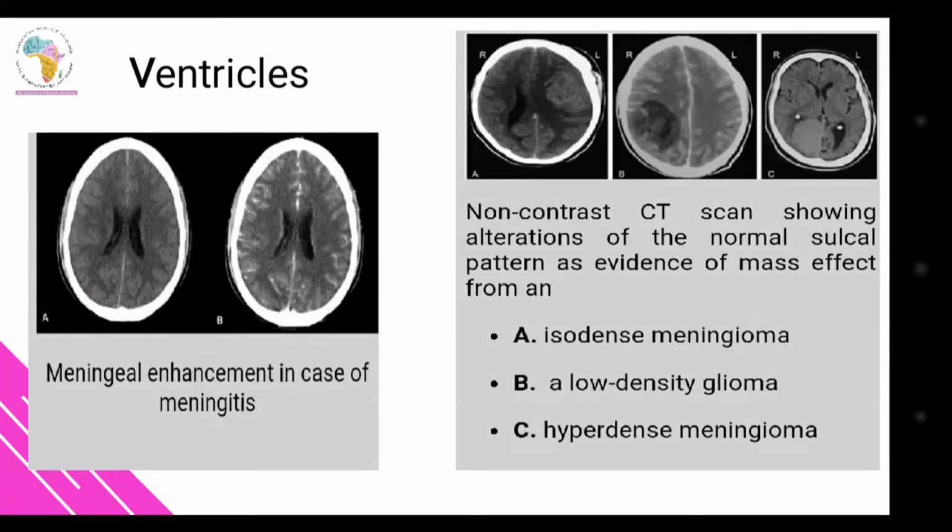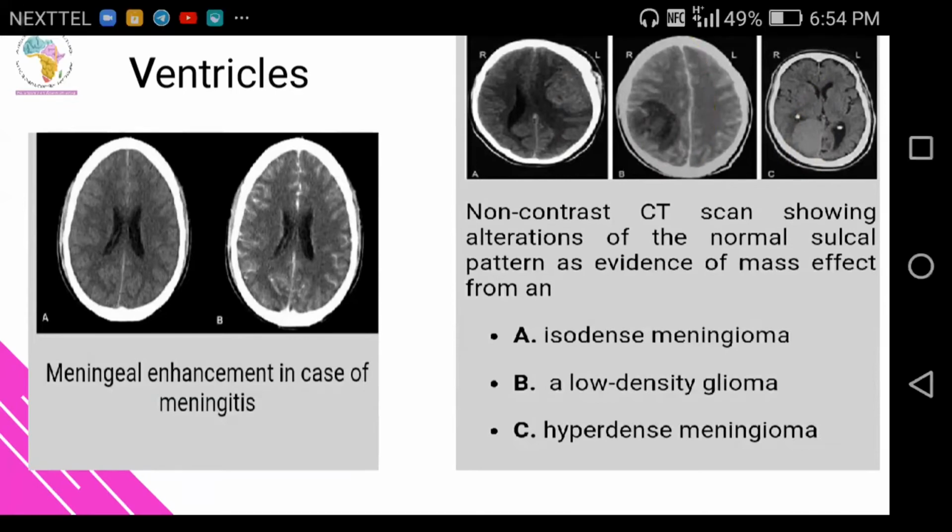Whereas, now, also here, as you can see on the image, you can have an isodense lesion, this area here, an isodense hemangioma. You can have a low density, that is a hypodense glioma here, and you have a typical hyperdense meningioma. And all of them have, obviously, mass effects, as you can see. You see the falx cerebri is bent on one side.